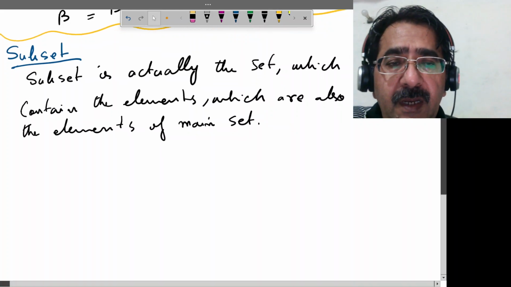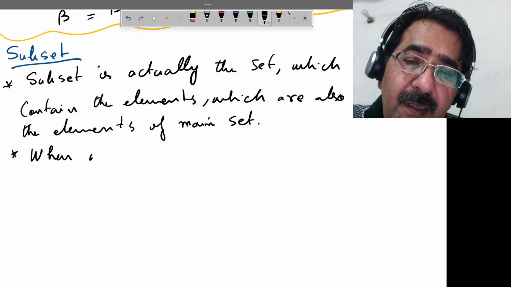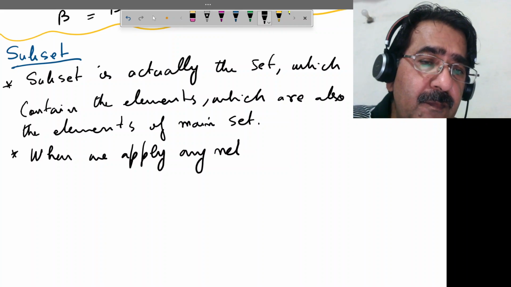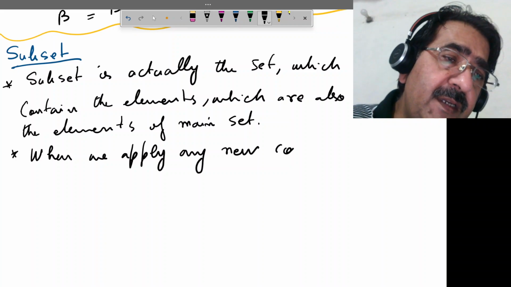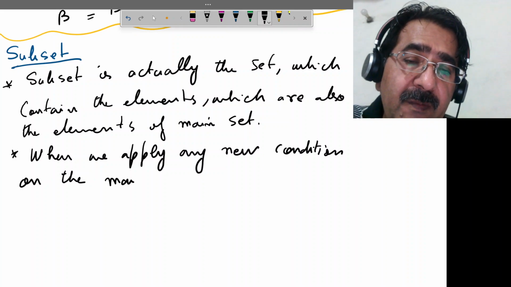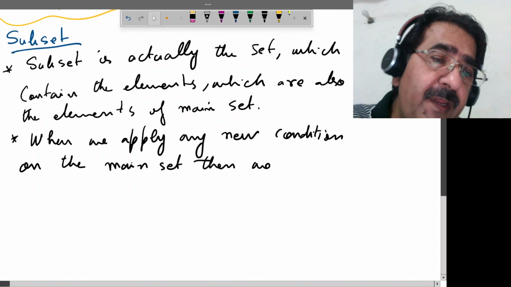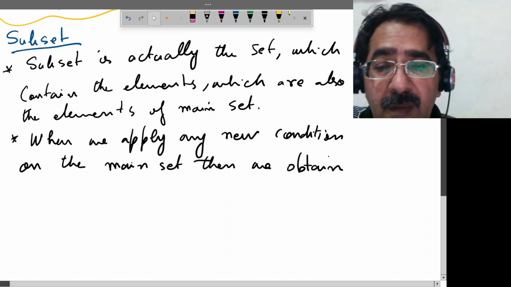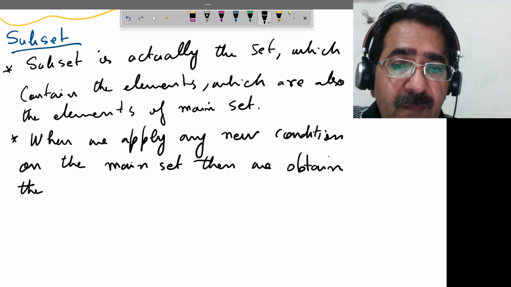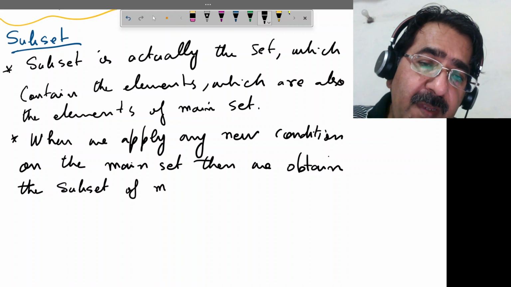Actually, what happens when we apply any new condition on the main set, then we obtain the subset of the main set.